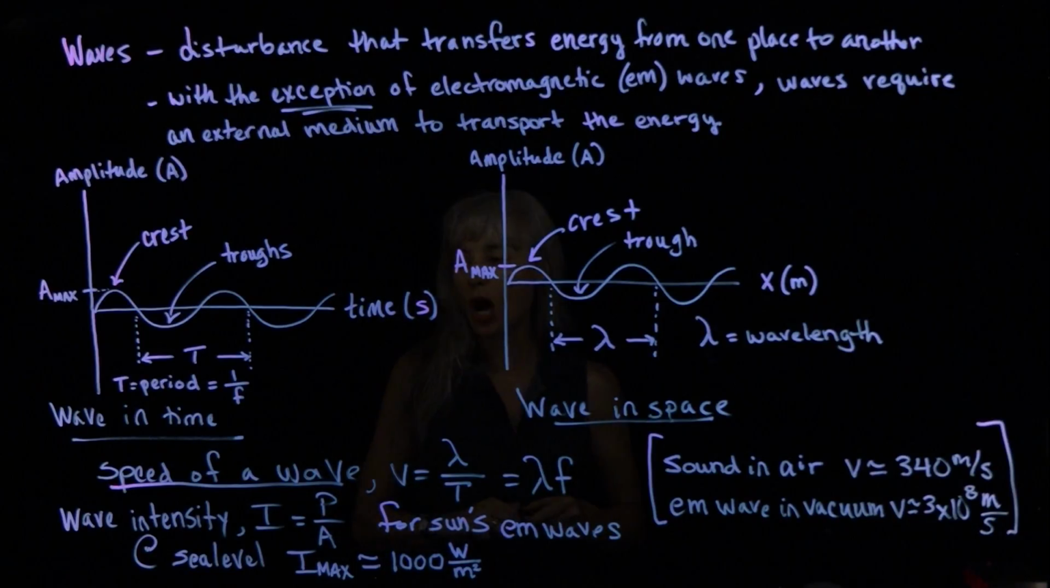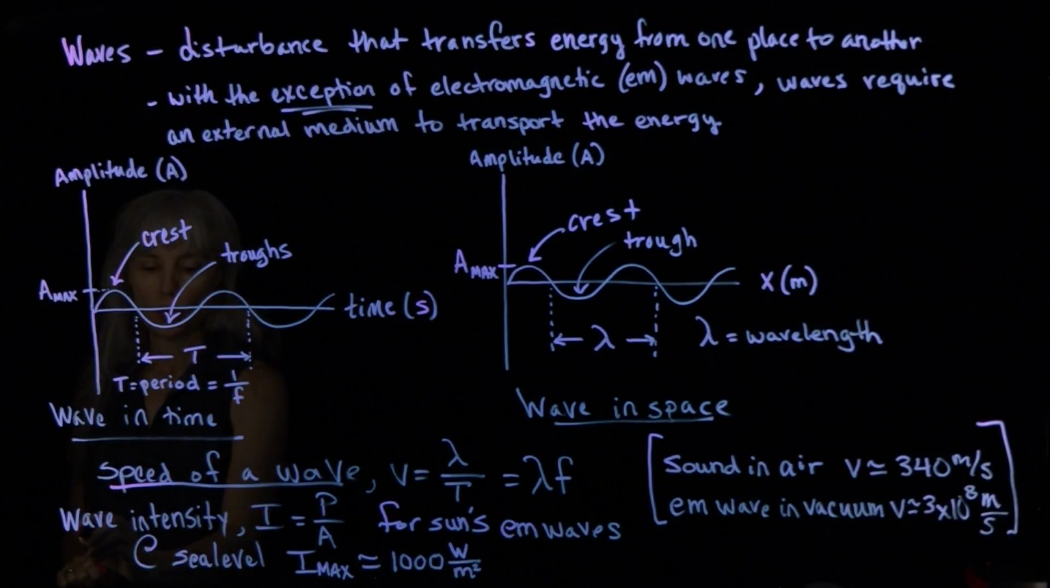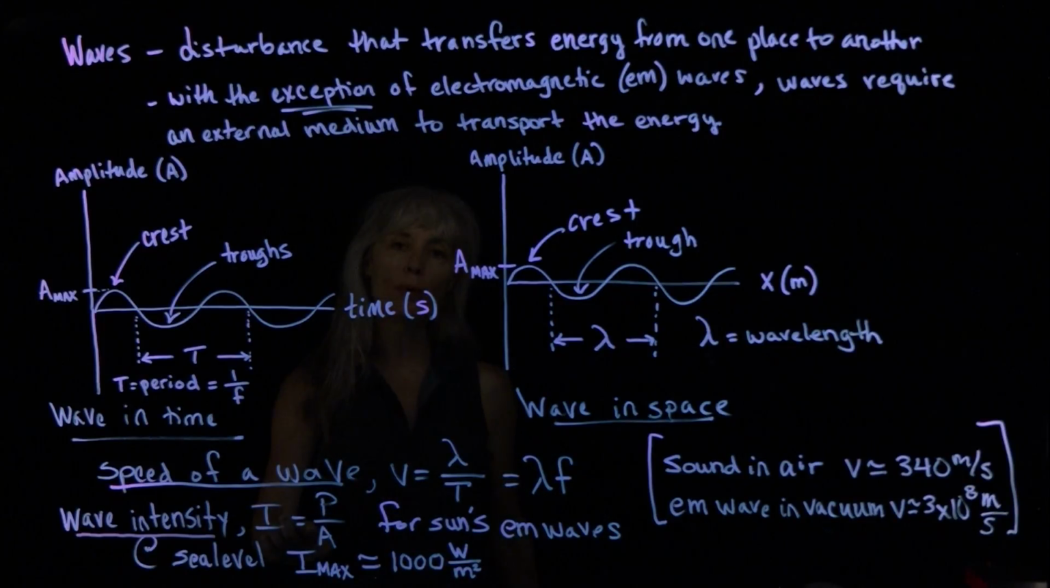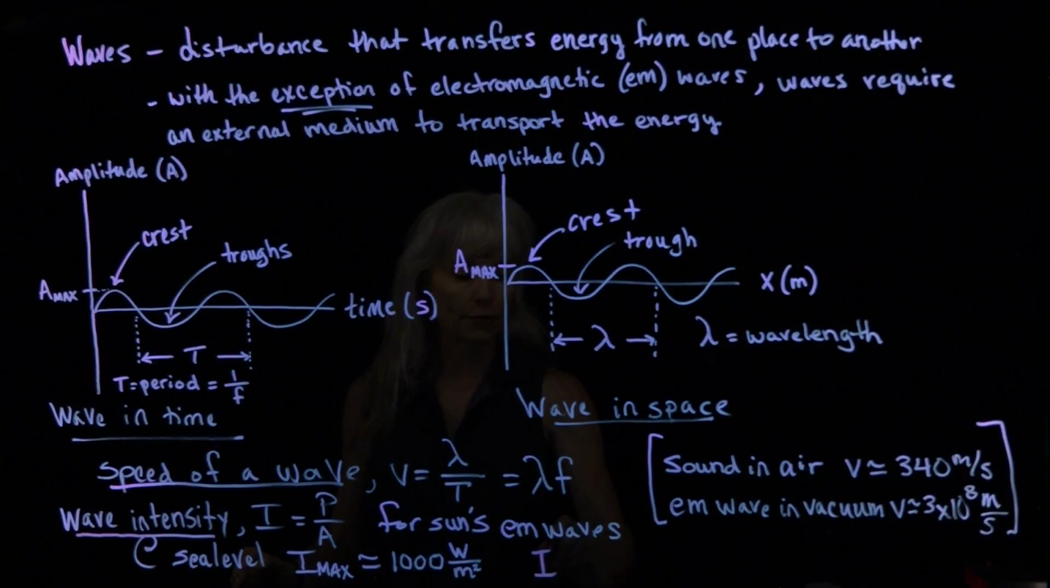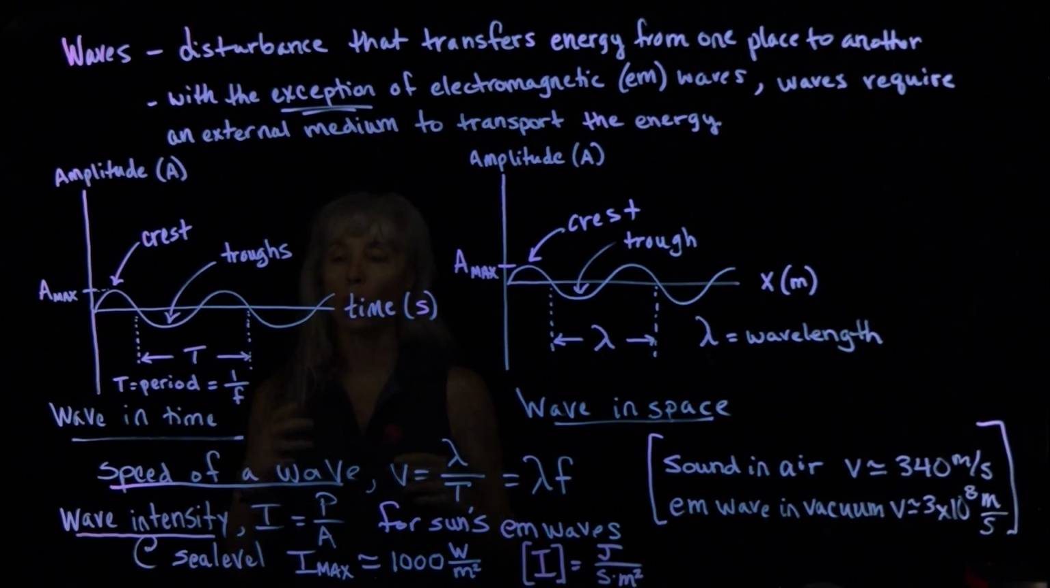The last thing I want to talk about in this video is wave intensity. Wave intensity gets the symbol I, and it's the power per unit area delivered at some point. Power, recall, is energy per unit time. So this is energy per unit time per unit area. And so the units that we're going to have for intensity are going to be joules per second per meter squared. And remember, a joule per second is also a watt.